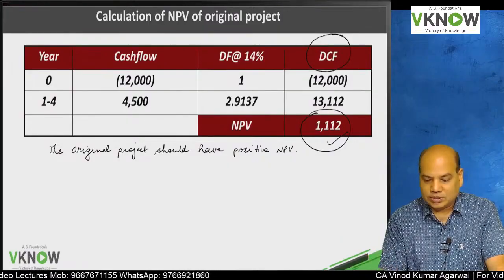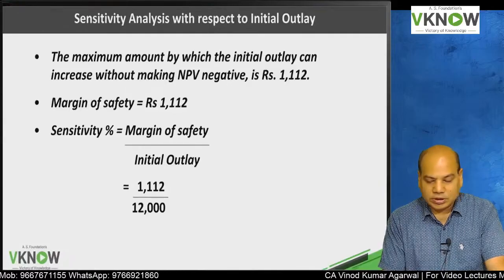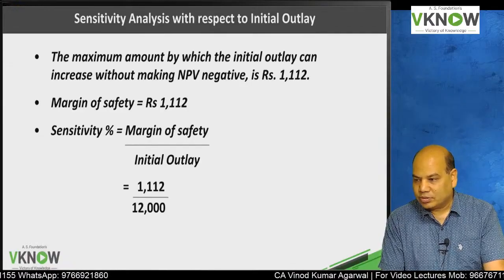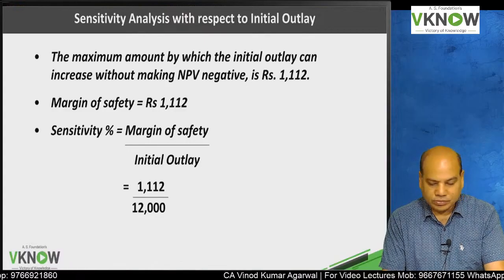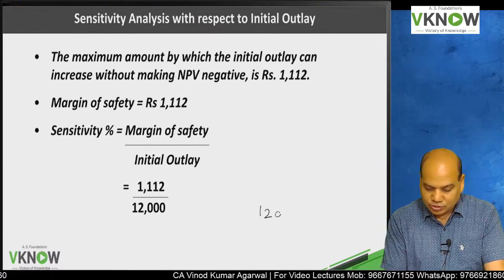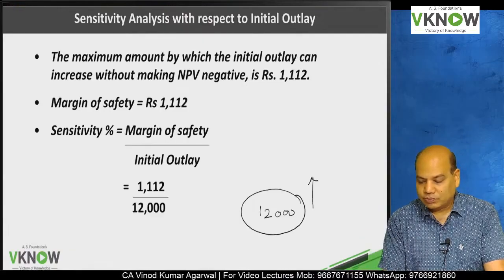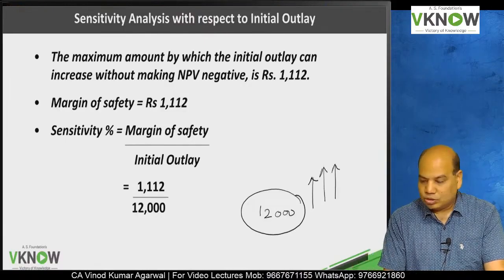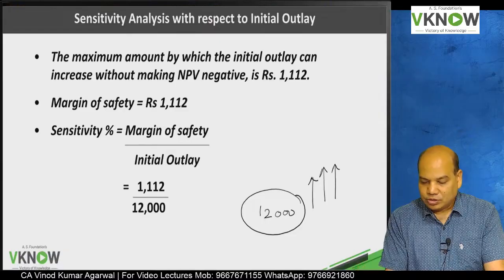Now there are 4 variables, we are going to test one by one. First write down sensitivity analysis with respect to initial outlay. That means the question is, my cost of the project is 12,000. If it goes up, my NPV will reduce. To what extent can we allow it to go up so that NPV is 0?